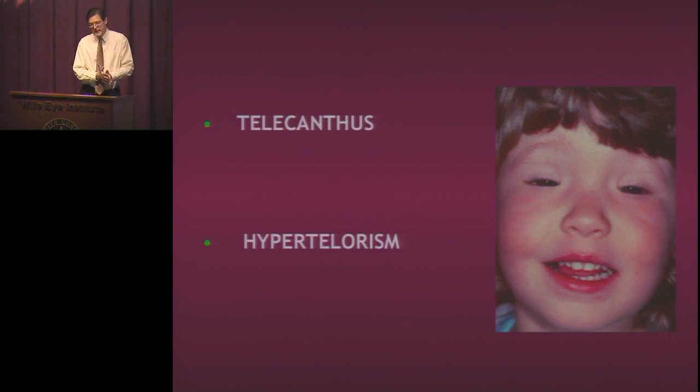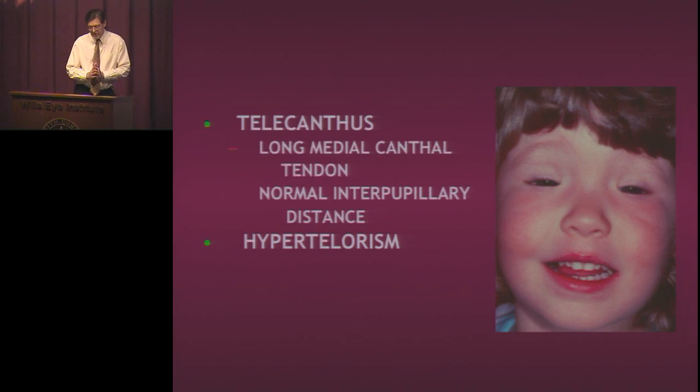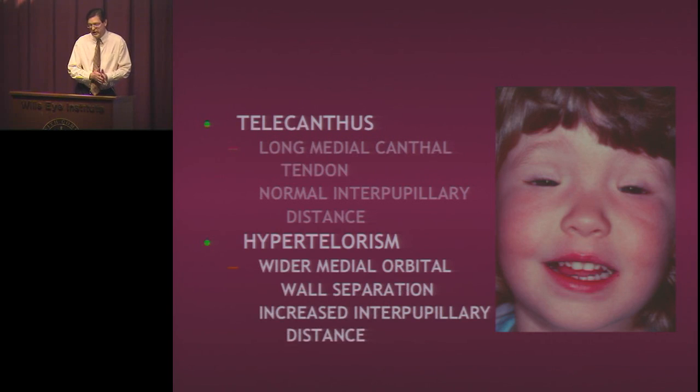So what's the difference between telecanthus and hypertelorism? Board question. Telecanthus is what this girl has with blepharophimosis. Look at her pupil reflex. The pupils are pretty much in normal position. It's the medial canthal tendon and the epicanthal fold that make it look abnormal. So you have normal interpupillary distance with the long medial canthal tendon. Hypertelorism is more severe. You could see it sometimes with blepharophimosis, you see it with other craniofacial disorders, where there actually is a wider space between the orbits.